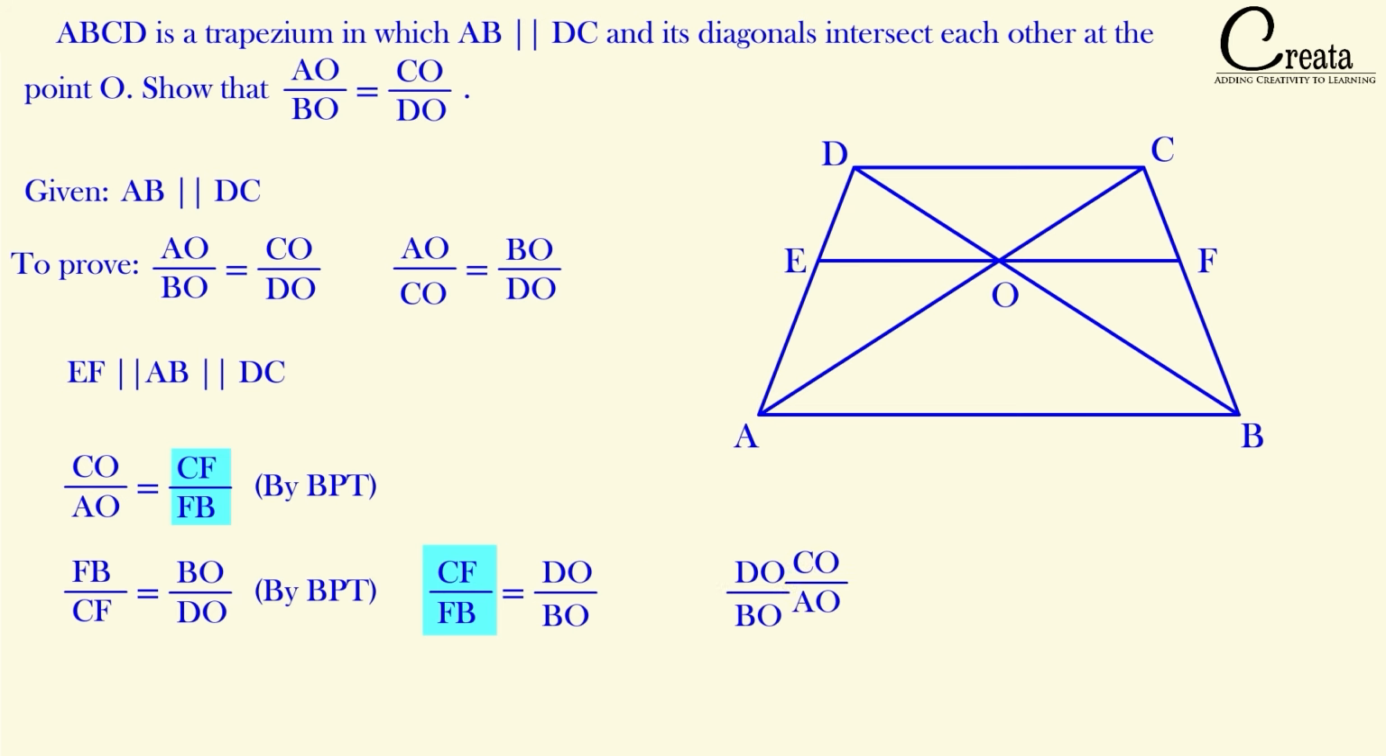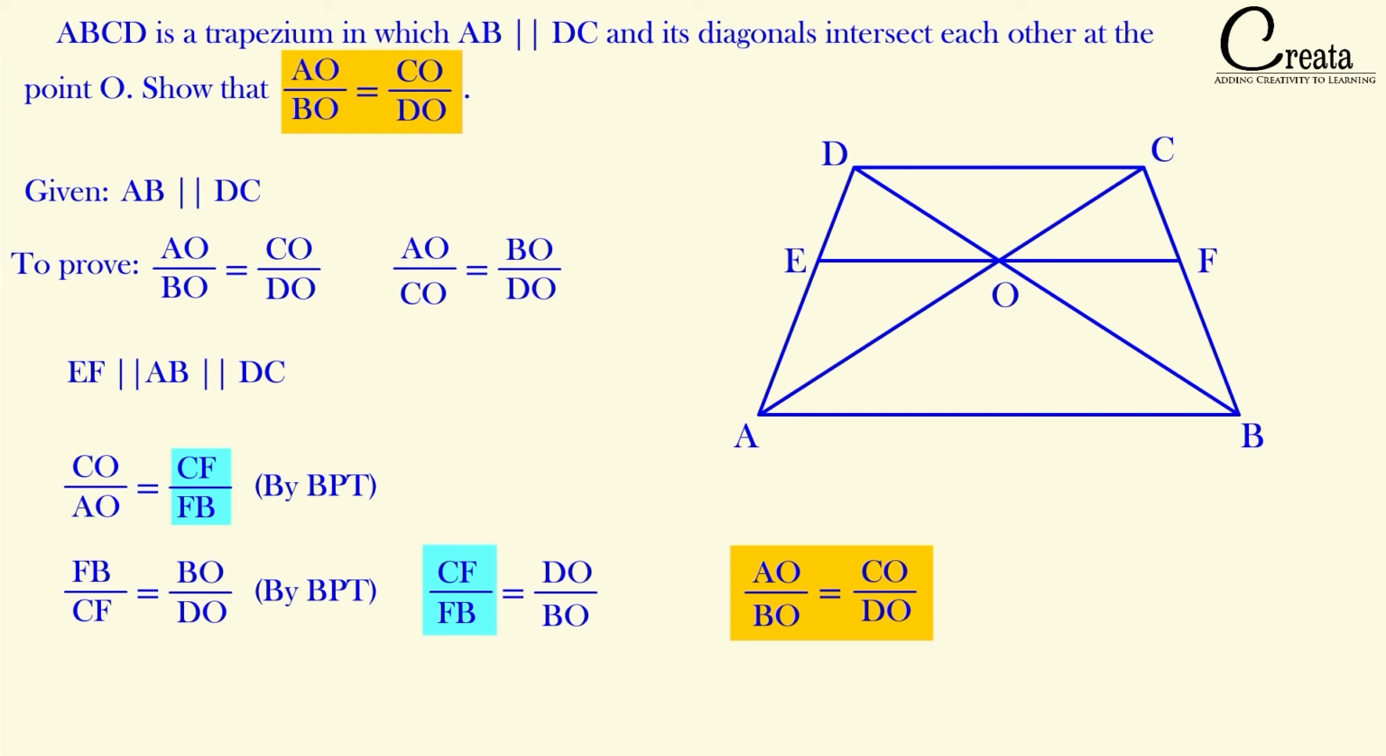Here these two terms are matching with each other, so we can say OD upon BO is equal to CO upon AO. We can rearrange the terms and rewrite it as AO upon BO is equal to CO upon OD, which is the answer of our question. Got it? This is the answer.